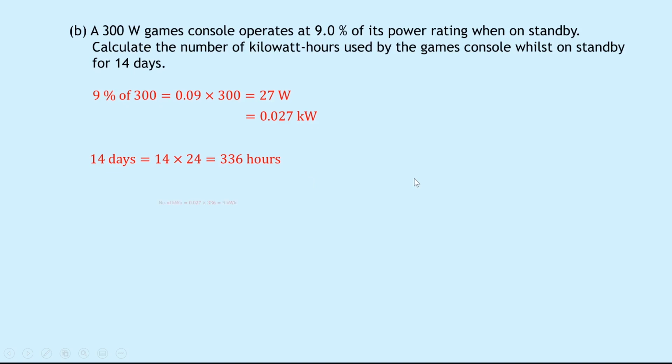The last step is just to multiply our two numbers together and we get 0.027 times 336, which gives us 9 kilowatt hours. And notice we've stated this to one significant figure because the least accurate value in the question was one significant figure from the power rating, that 3 value there.